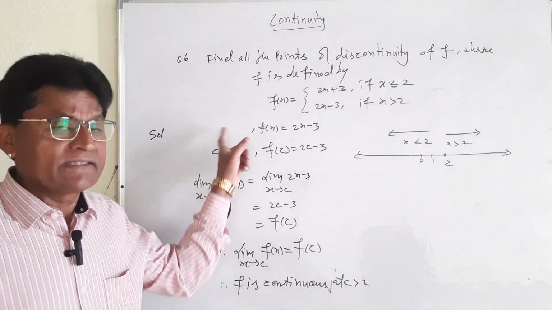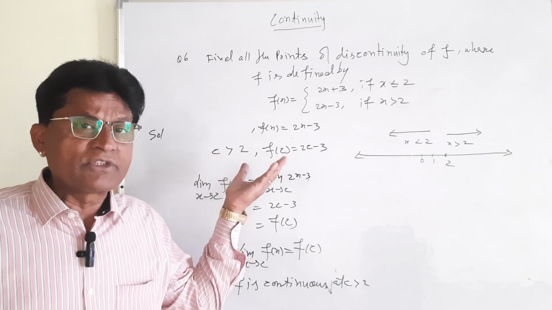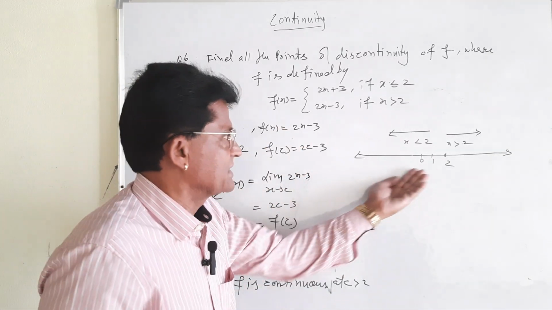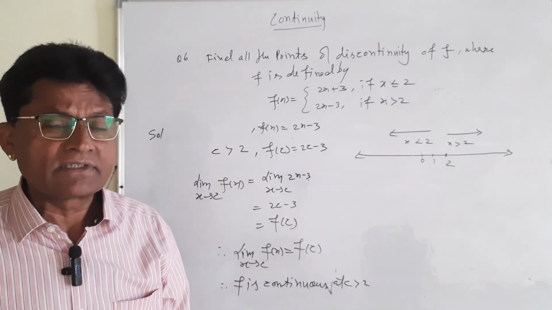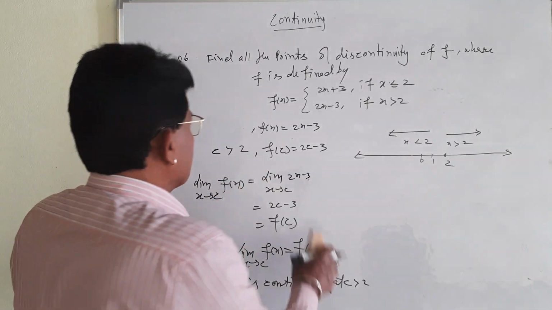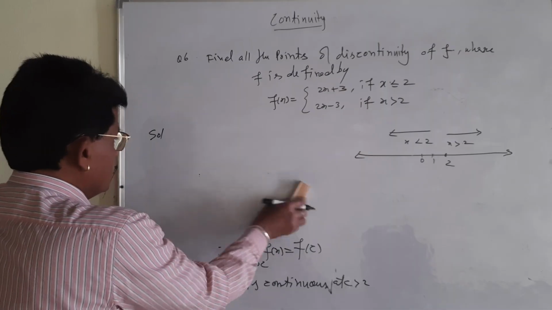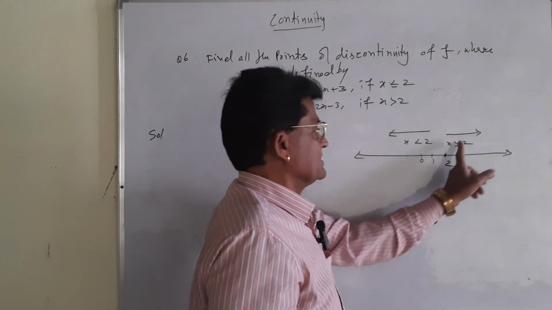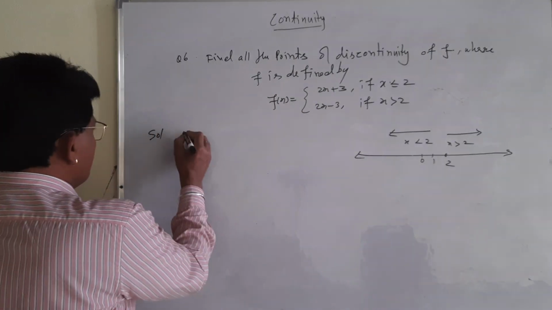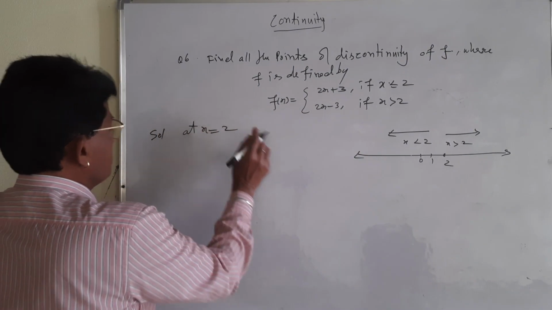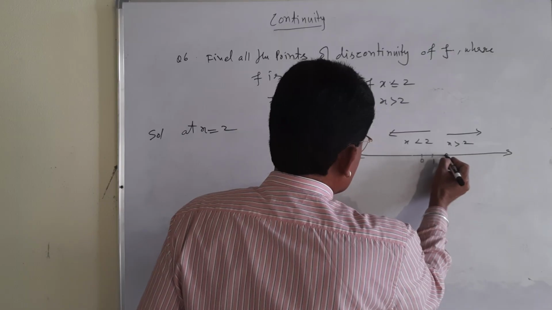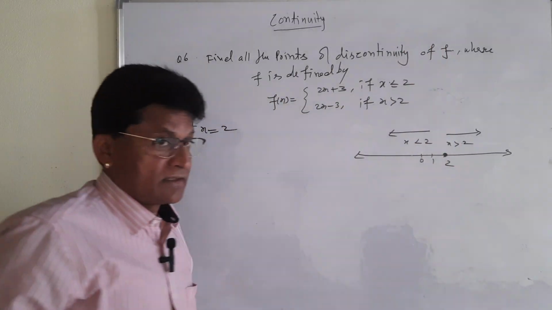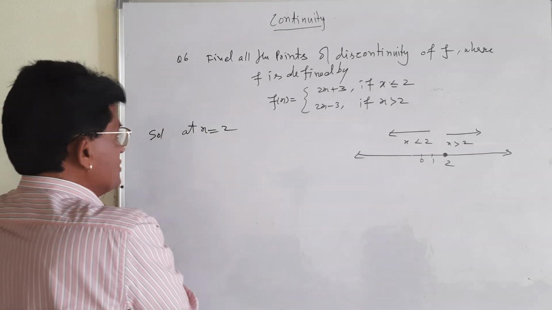Similarly, here I have taken c is less than 2, meaning 1, 0, minus 1, minus 2, whatever value you want to take on the left side. The function will be continuous. But now you must check whether the function is continuous on the left side of 2 as well as on the right side of 2, and at x equal to 2, whether the function is continuous. Because here it is given, find all the points of discontinuity of this function. That is the important part I am going to tell you.